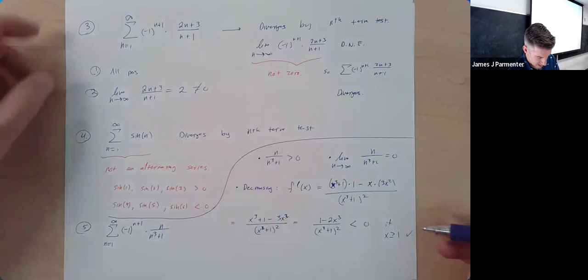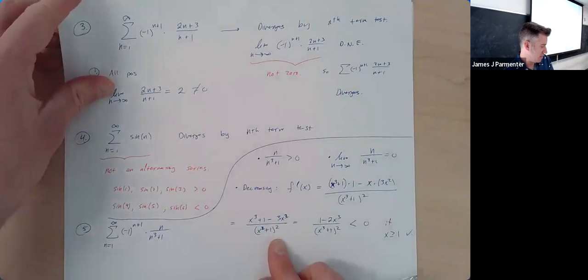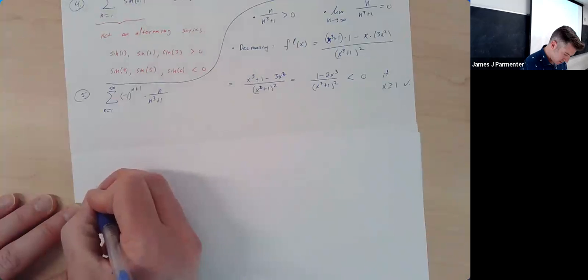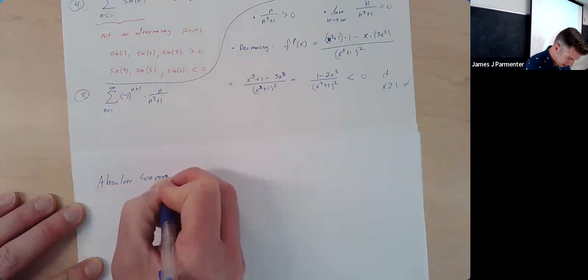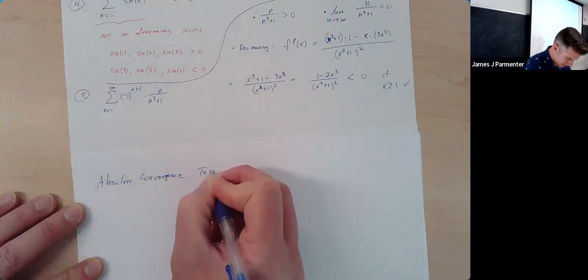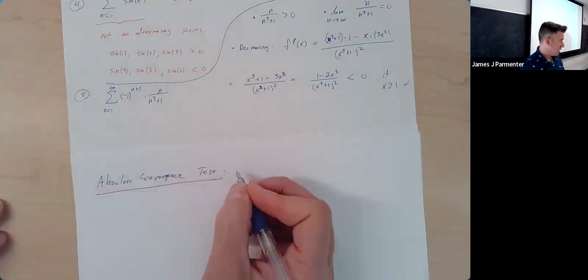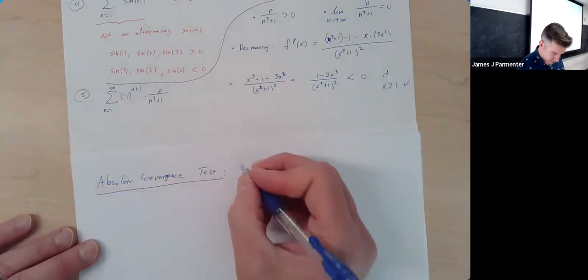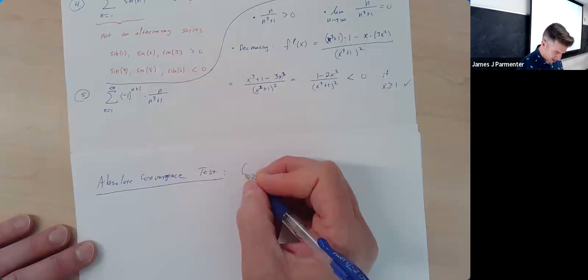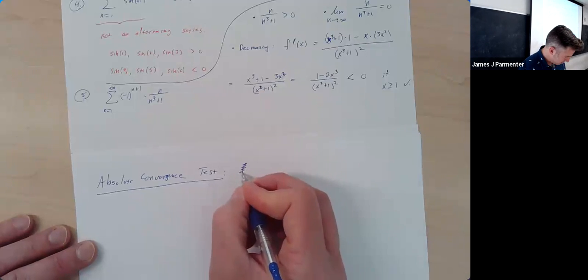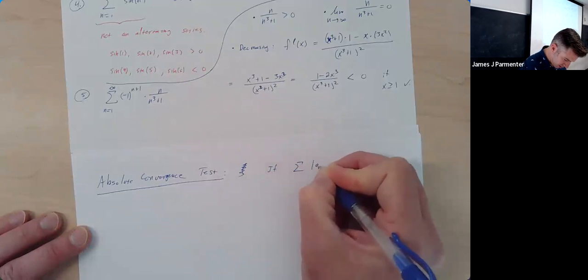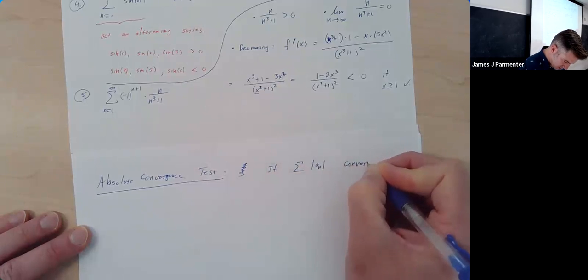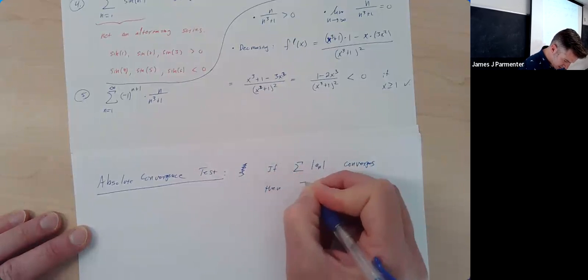Instead of doing this, we could have used another test, which is the absolute convergence test. The absolute convergence test basically just says, if the series of the absolute value of your sequence converges, then so does your original series. So that's basically it. If the sum of the absolute value of a_n converges, then so does the sum of a_n.